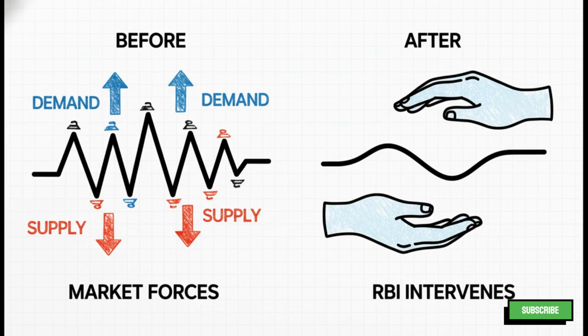Well, it means our exchange rate floats, so it's determined by market forces of demand and supply. But, and this is the key part, it's also managed. Whenever there's too much volatility, big swings up or down, the RBI steps in. It'll buy or sell foreign currency to stabilize the rupee. It's a bit of a hybrid system.